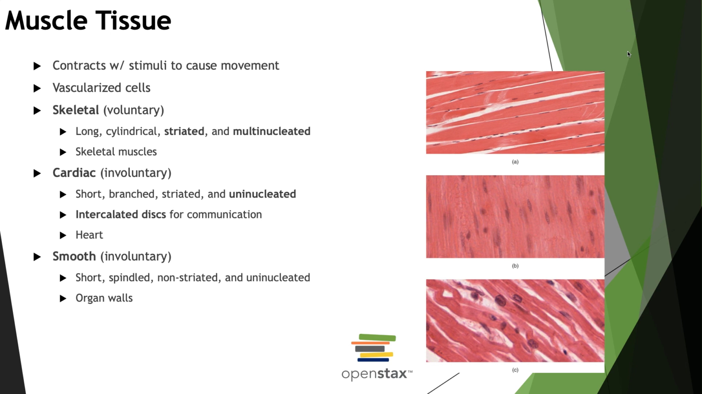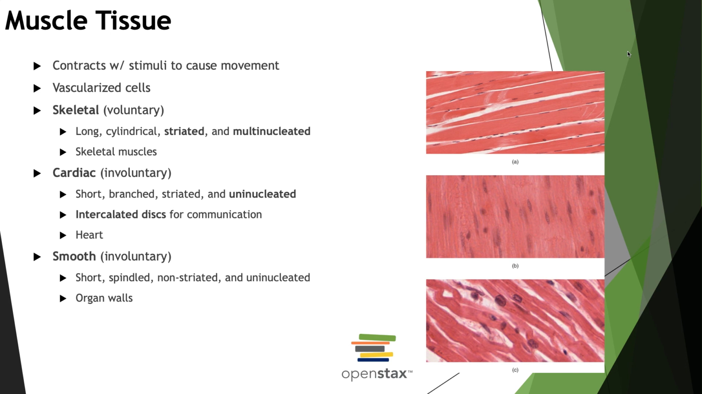One thing you should notice about the skeletal, cardiac, and smooth is that skeletal is the only class that's considered voluntary, meaning that it requires extra neuronal stimulation in order to move, meaning that you have conscious control over your skeletal muscles, which is important. If you need to think about moving your arm, you want to be able to do so.